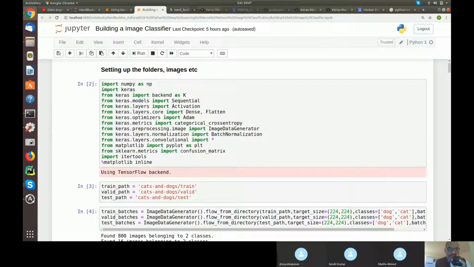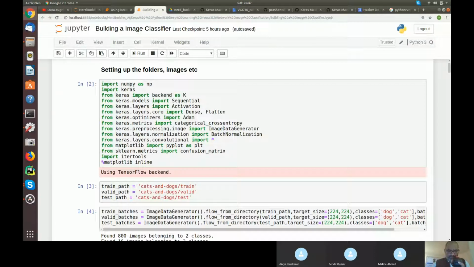So today's session will essentially focus on how to build a classifier for images. What we're trying to do is, if we get an image of, let's say, a cat, then we should categorize it as a cat. If we get an image of a dog, we should categorize it as a dog.